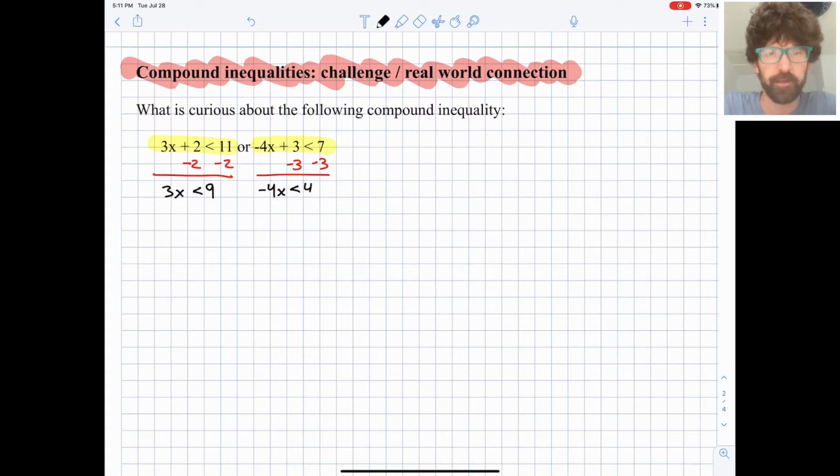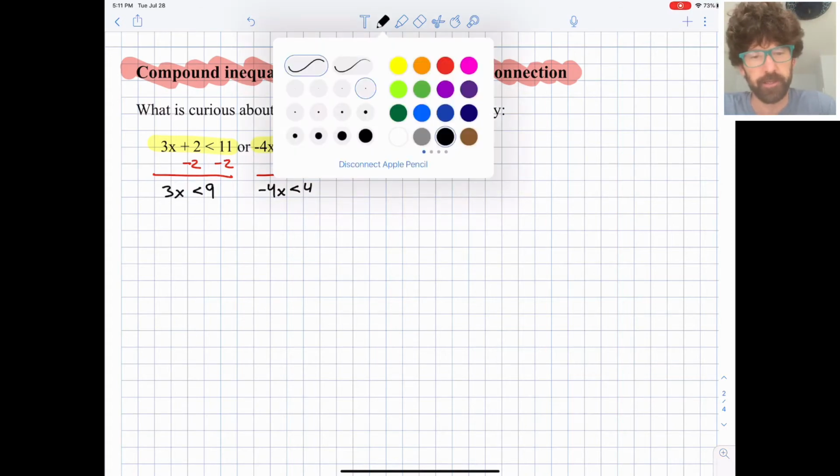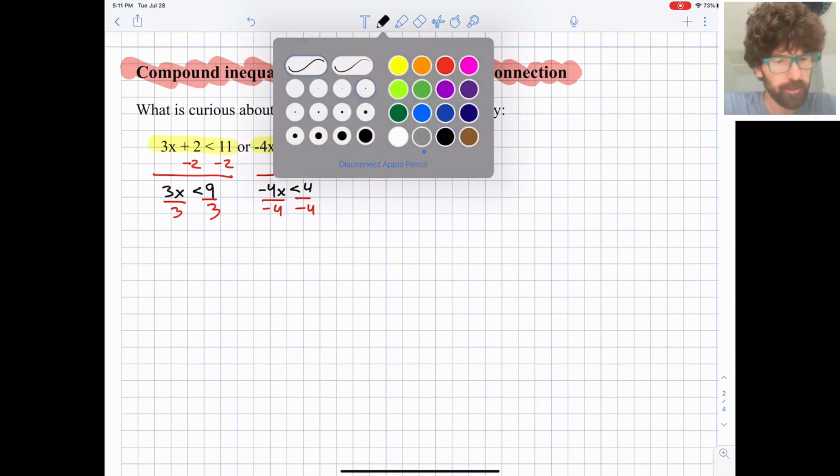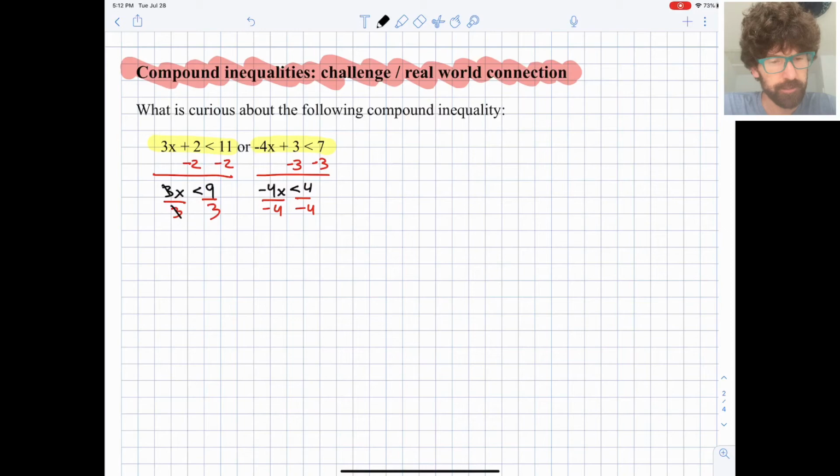Okay, so far so good. Nothing is really jumping out at me yet as being curious, but let's keep going. We'll divide this guy by 3, and we'll divide this guy by negative 4. Okay, these 3's cancel. X is less than 3, and that part is done. These negative 4's cancel. We have to flip the sign because we divided by a negative, and we have an or in between here. X is greater than negative 1.